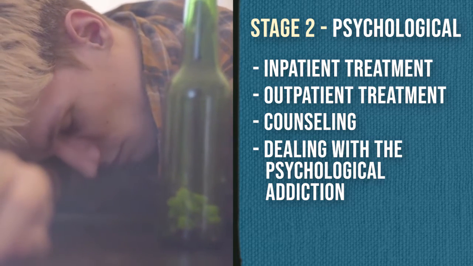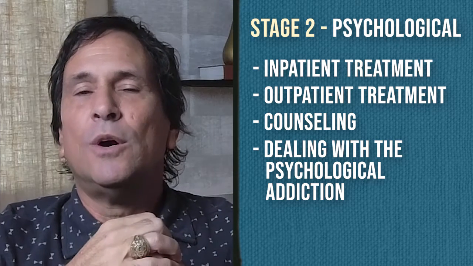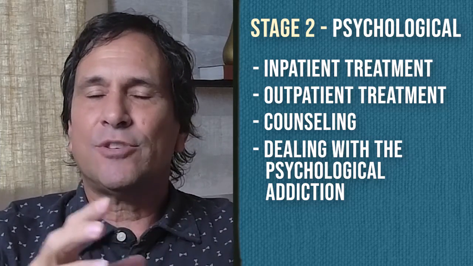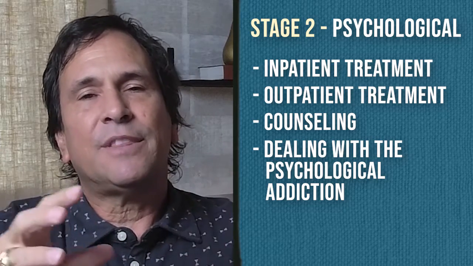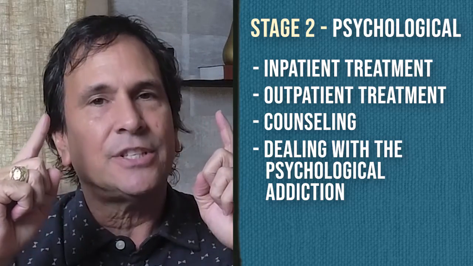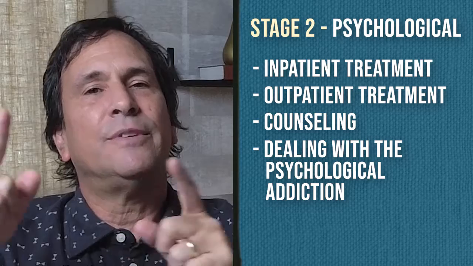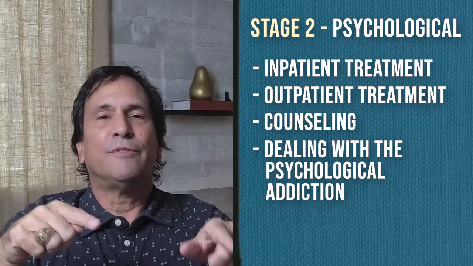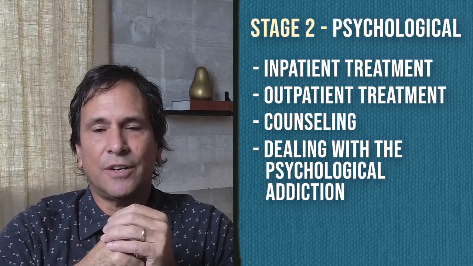And the mistake that's sometimes made is that people will get off of the opiate, they'll go through the physical withdrawal, they'll deal with the physical addiction, but they don't do anything to deal with the psychological addiction. And before long, they're relapsing because their mind is the same as it was before they got off the drug.